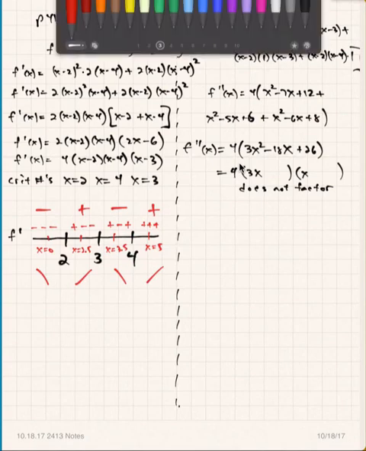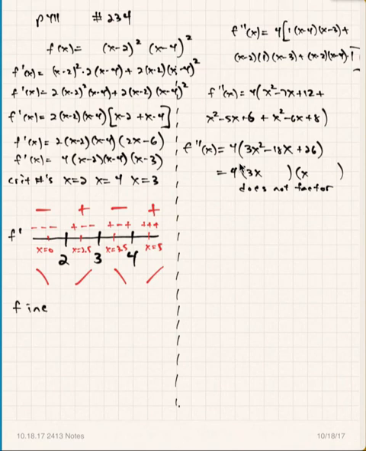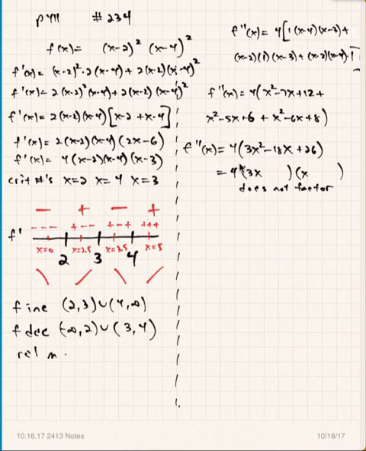And so you get that f is increasing from 2 to 3, and then again from 4 to infinity. And then f is decreasing from negative infinity to 2, and then from 3 to 4, like that. Relative maximum, you do have a relative maximum, and that would be at 3.